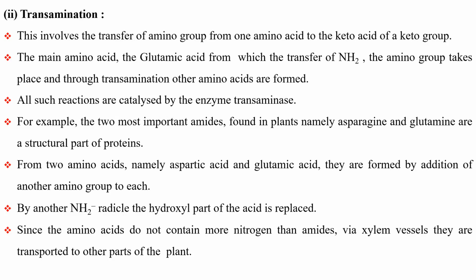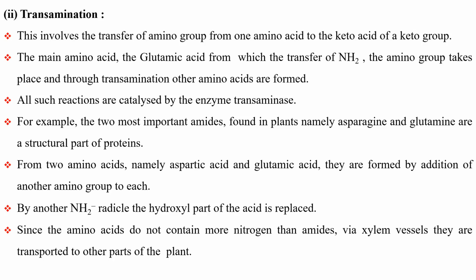2. Transamination. This involves the transfer of an amino group from one amino acid to the keto group of a keto acid. The main amino acid is glutamic acid, from which the transfer of the NH2 amino group takes place, and through transamination other amino acids are formed. All such reactions are catalyzed by the enzyme transaminase.